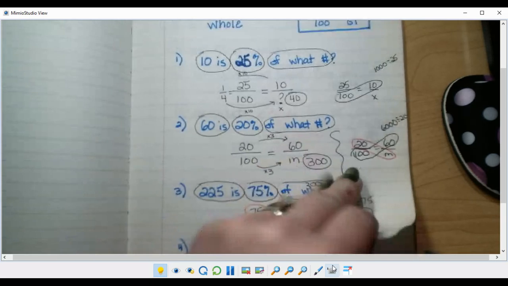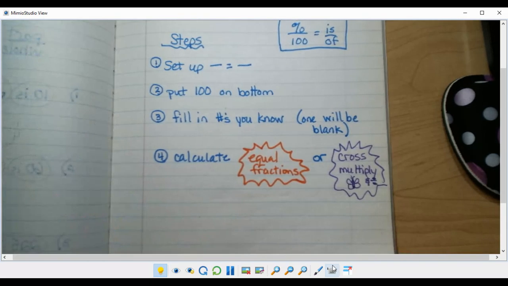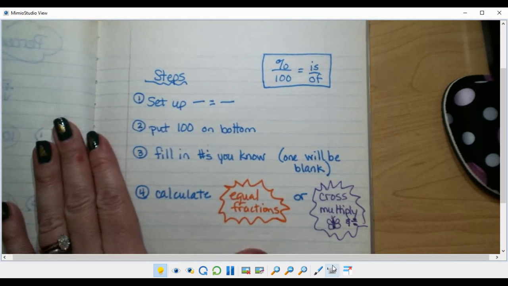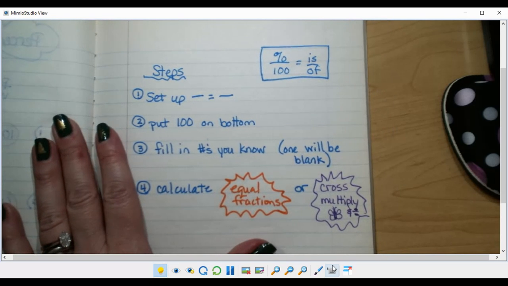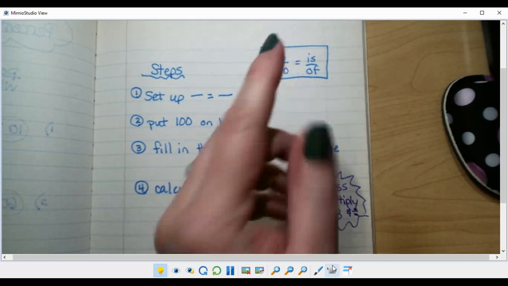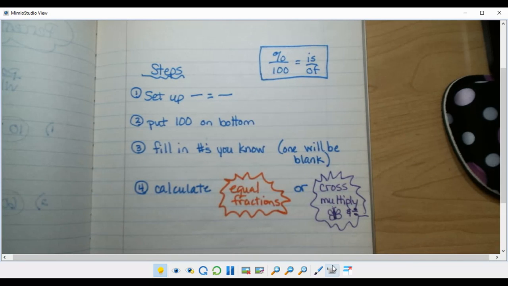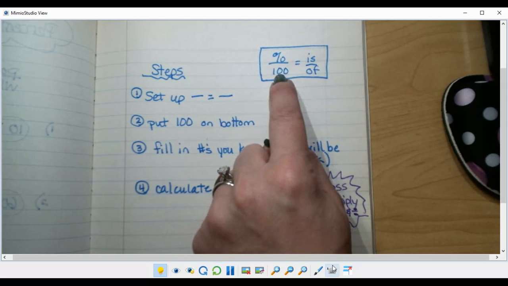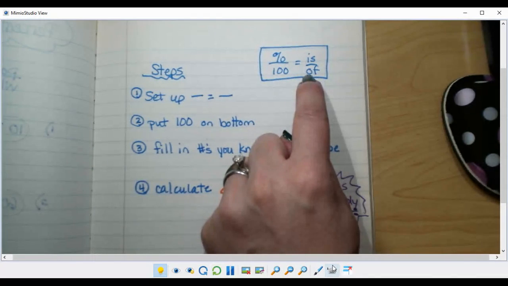Okay, I have some steps for you if you want to take a screenshot of this, or if you just want to pause the video while you're doing your work. All right, so here's our formula. Walk around and chant it. If you'd like to create a dance for it, feel free. Percent over 100 equals is over of.